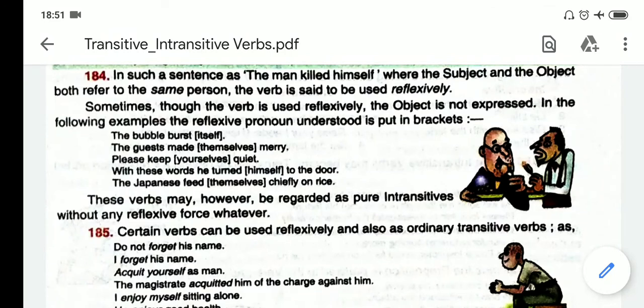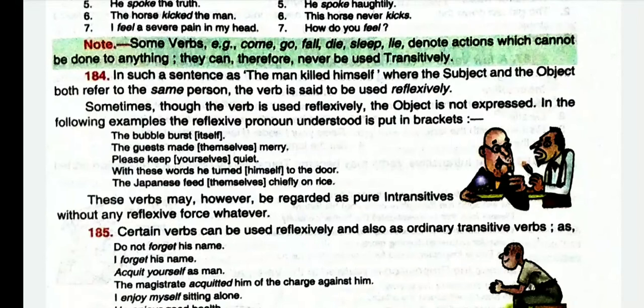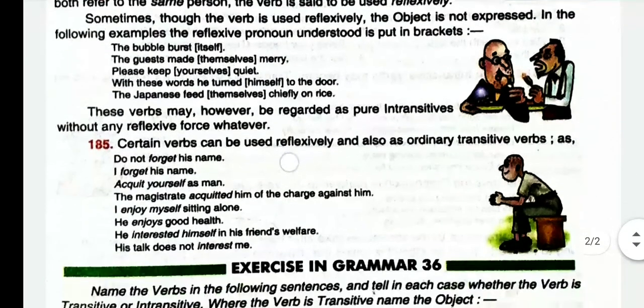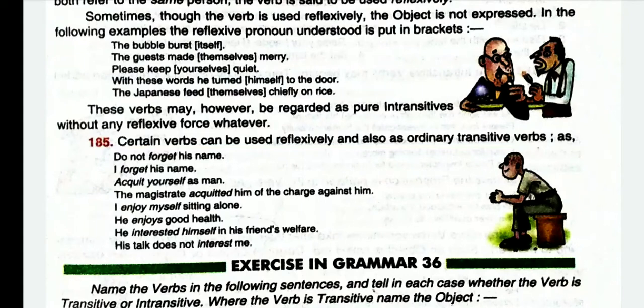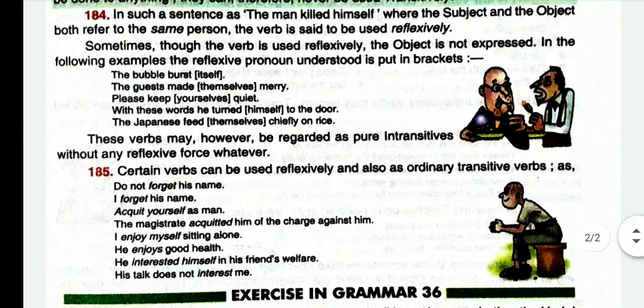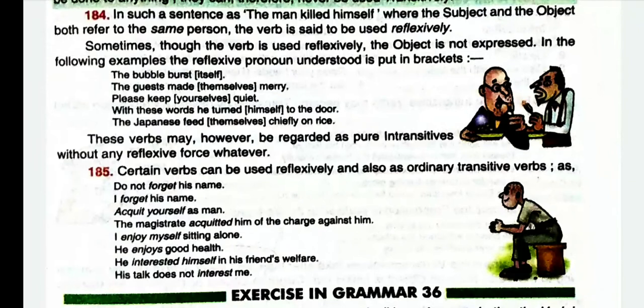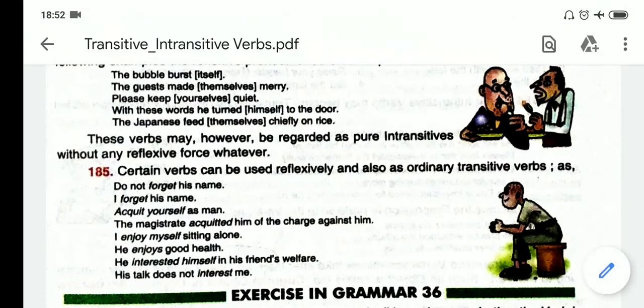Either you write themselves or you do not write themselves, the subject and the object are the same people. So in this case we will say that made is used reflexively. Similarly, you will read the other examples. The last thing is, these verbs may however be regarded as pure intransitive verbs without reflexive force whatever. Number 185, the last one.